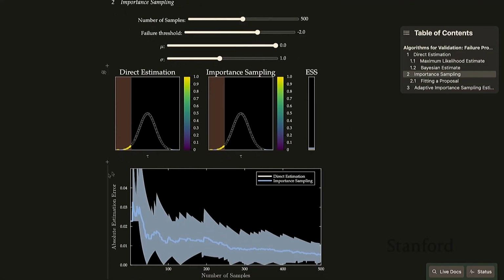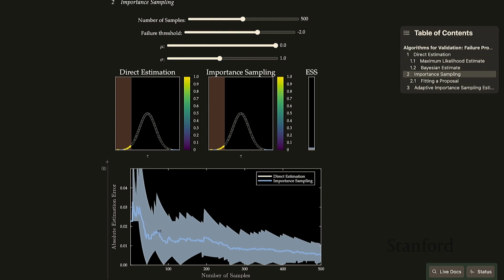Okay, so here's what's going on. There's a lot going on in this graphic, but let's look at just the direct estimation first. So here we're doing exactly what we were saying. We were trying to estimate the probability of failure for this simple Gaussian system where it's a failure if it's in this red region, so below some threshold. What we could do is just draw a bunch of samples from this distribution, take all the ones that are failures, divide that by the total number of samples, and we get an estimate for the probability of failure. So this is our direct estimation.